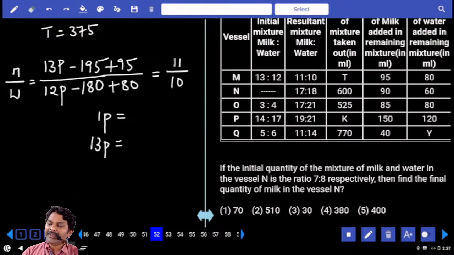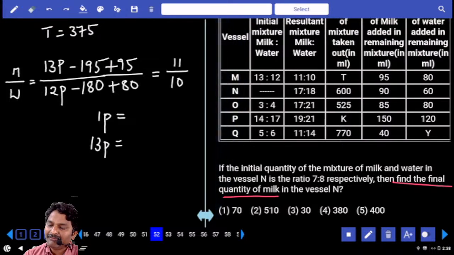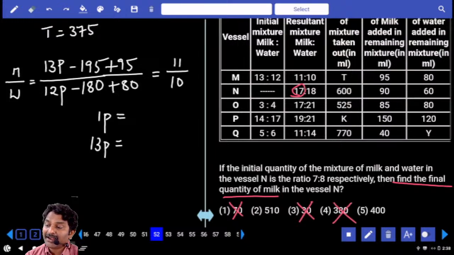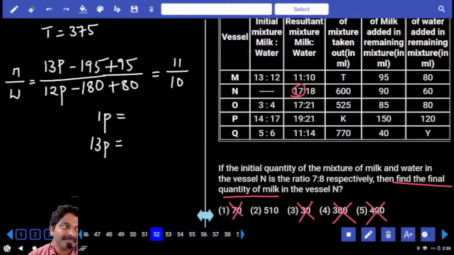If the initial ratio of milk and water in vessel N is 7:8, then find the final quantity of milk in vessel N. Same approach, but in the final quantity we were asked to calculate milk. How many parts of milk do we have? It should be a multiple of 17. Is it the first option? No. Can it be the second option? Yes, 30 times. Can it be the third option? Fourth? Fifth? Second is final.